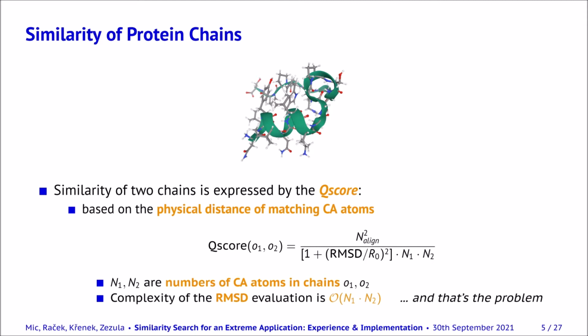The bioinformatics community traditionally uses the Q-score to express this similarity, so the bigger the value, the more similar the protein chains. The range of these values is from 0 to 1. The whole formula is described in the article. We need to know just its complexity, which is given by a multiplication of counts of carbon alpha atoms in compared protein chains. This presents a problem that we will discuss. But first, let me describe the dataset that we want to search.